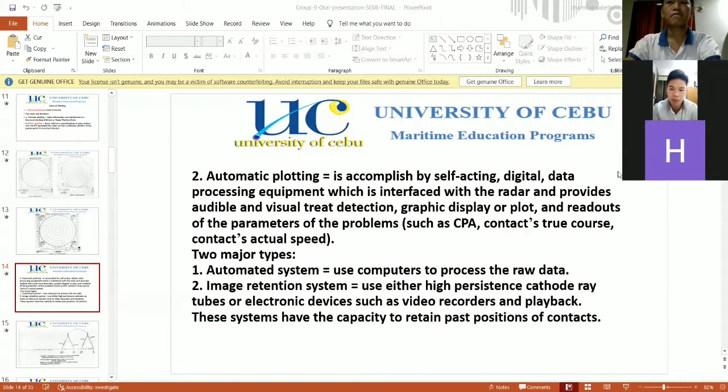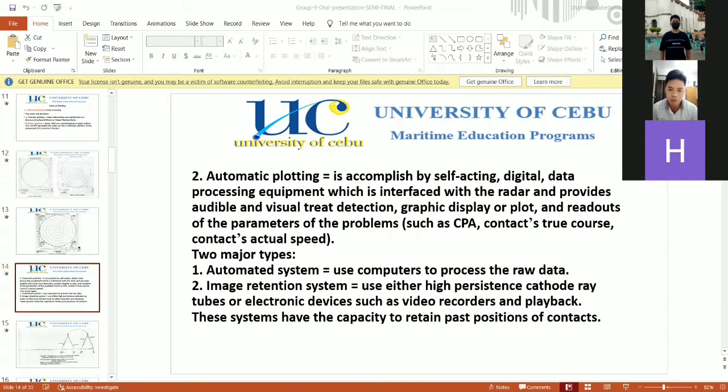Automatic plotting is accomplished by self-acting digital data processing equipment which is interfaced with the radar and provides audible and visual threat detection, graphic displays or plot, and readouts of the parameters of the problem, such as CPA, contact's true course, and contact's actual speed.